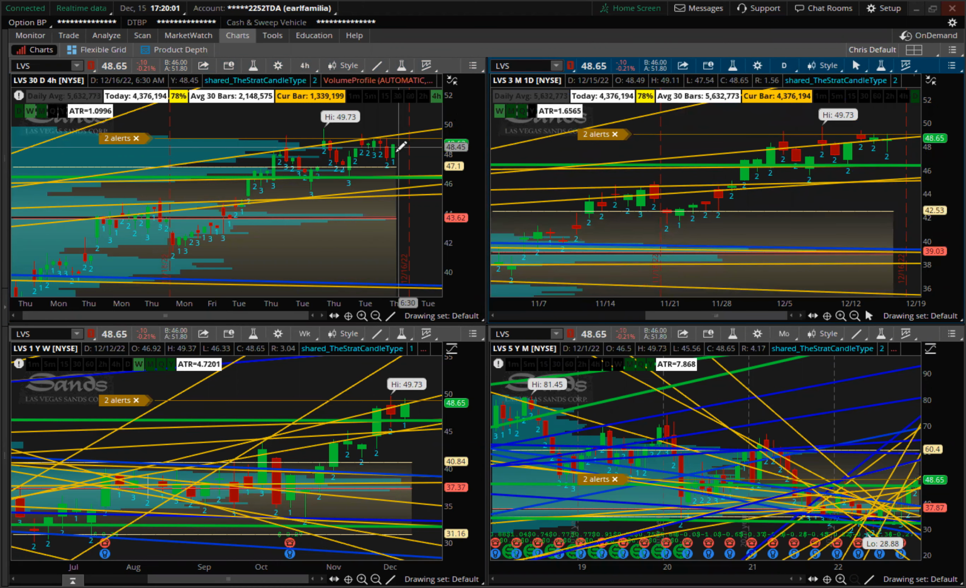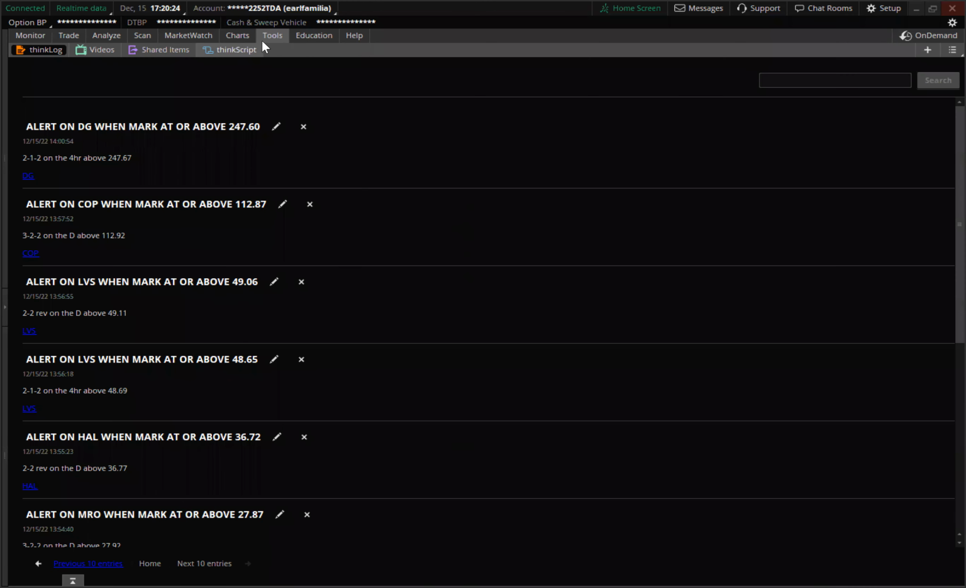So again, LVS 212 here on the 4 hour above 48.69. Also on the day here, we've got a 2-2 rev above 49.11. So be mindful for LVS to continue to show strength tomorrow. That one looks very strong. Really like the way that sets up. Who the hell knows what the market wants to do, but LVS in its own microcosm looks very strong.